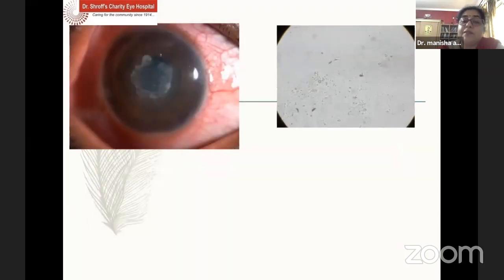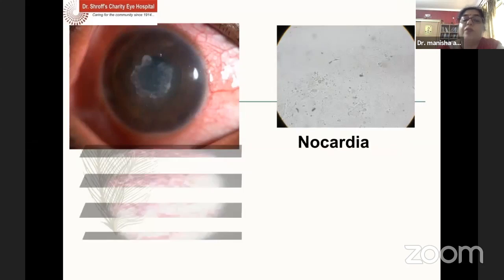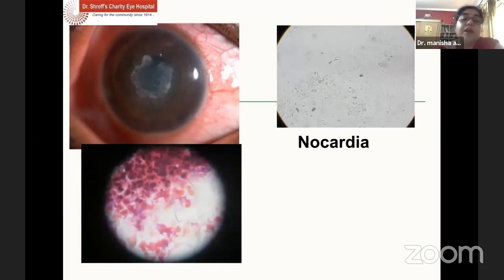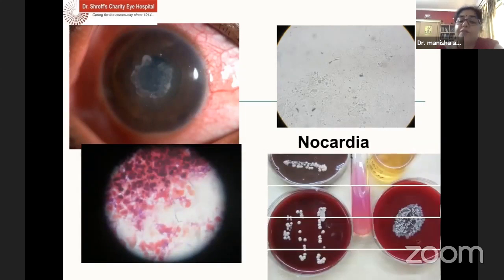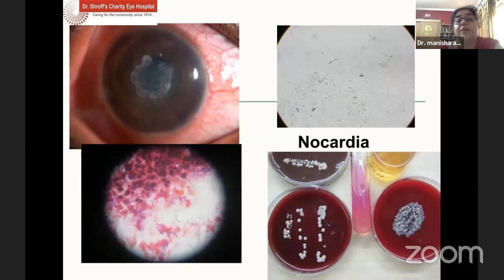Sometimes you have this wreath-like pattern, and when you use the proper staining methods, you can find out that we may be dealing with an organism like Nocardia.